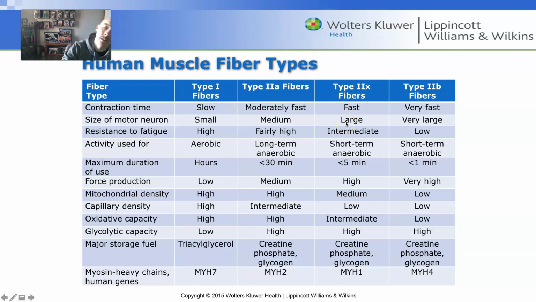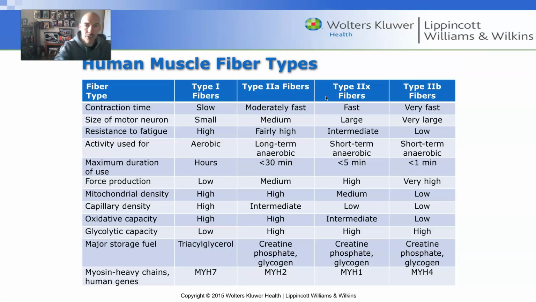Now, type 2B is more of a controversial fiber. When I was a student, we had type 2A and type 2B. It is now thought that humans have very little type 2B. These are more found in animals. Instead, we have what is known as type 2X. So we have our global type 1 and type 2, but type 2 can be divided into two subtypes, type 2A and type 2X.